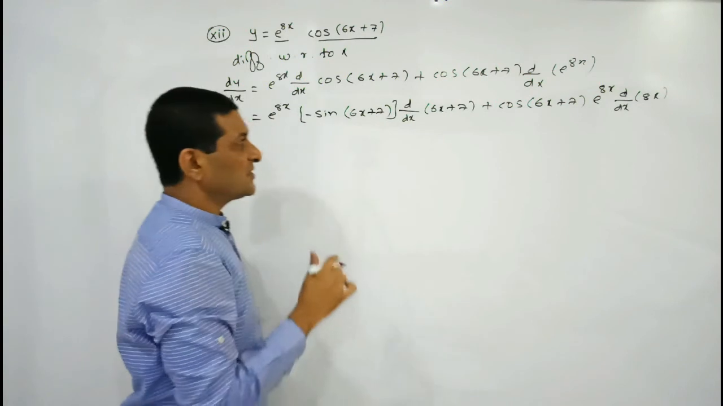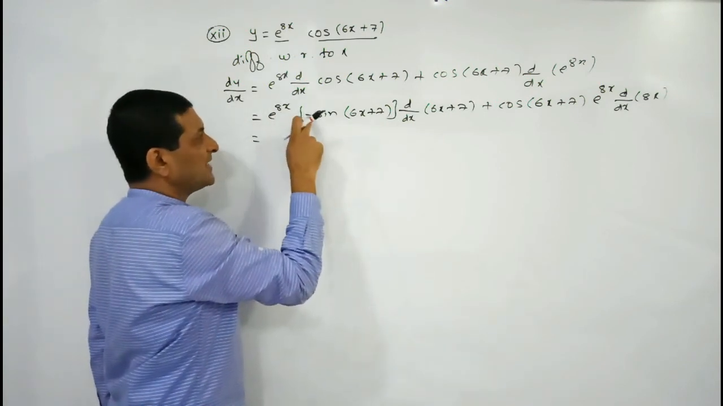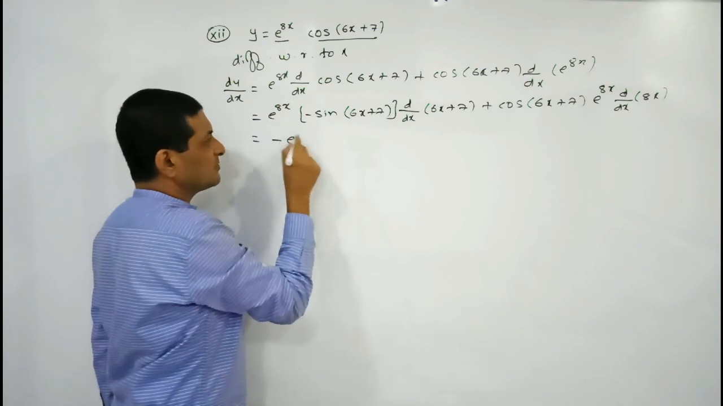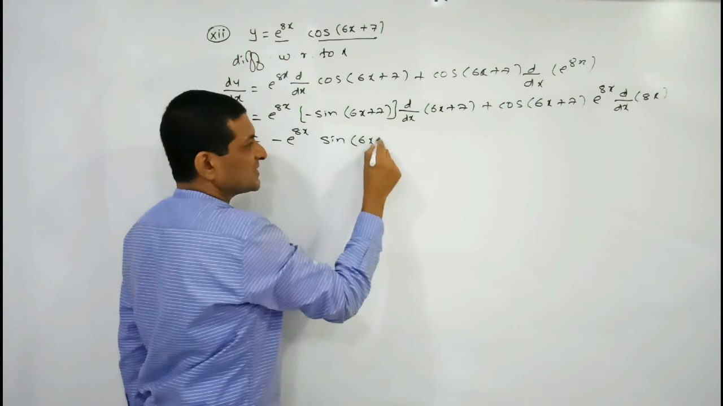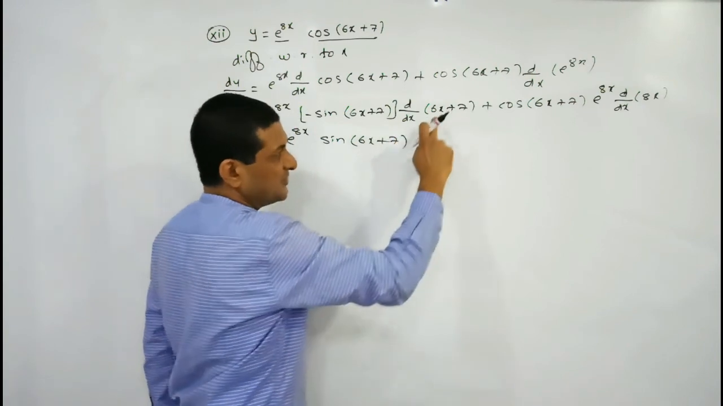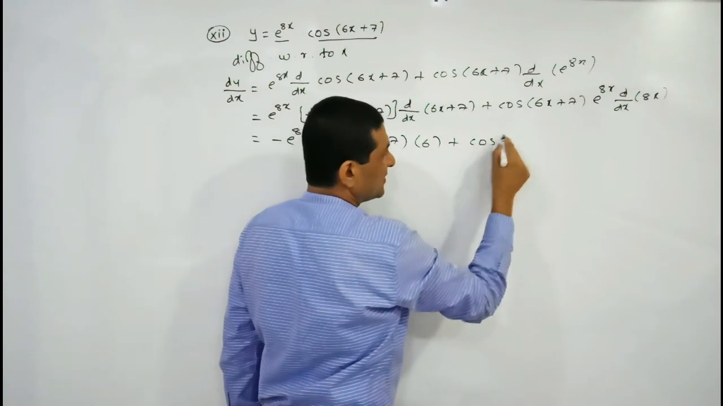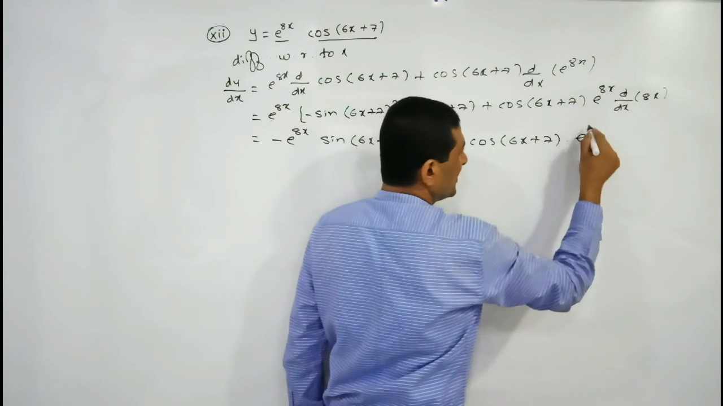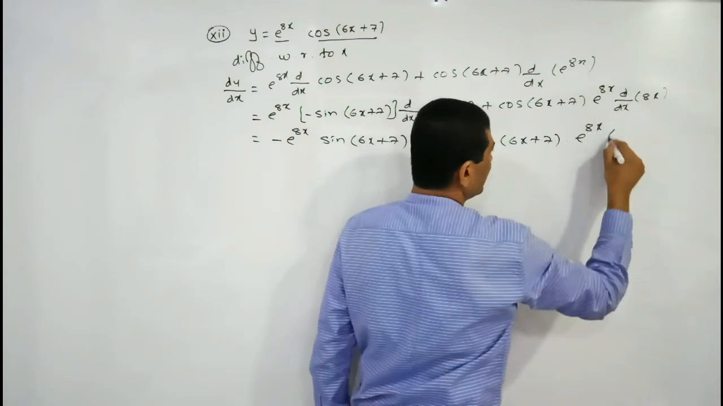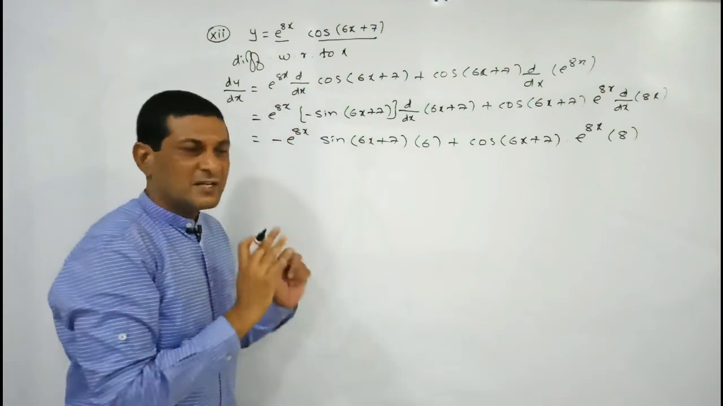Which is equal to, now first minus into plus will be minus e raised to power 8x into sine of 6x plus 7, and derivative of this term will be 6, plus cos of 6x plus 7 as it is into e raised to power 8x also as it is, and derivative of 8x will be 8. Now the differentiation is completed. Now let us simplify it.